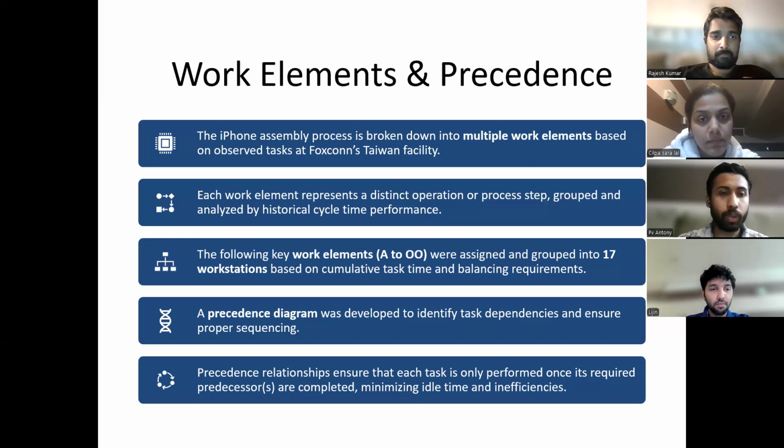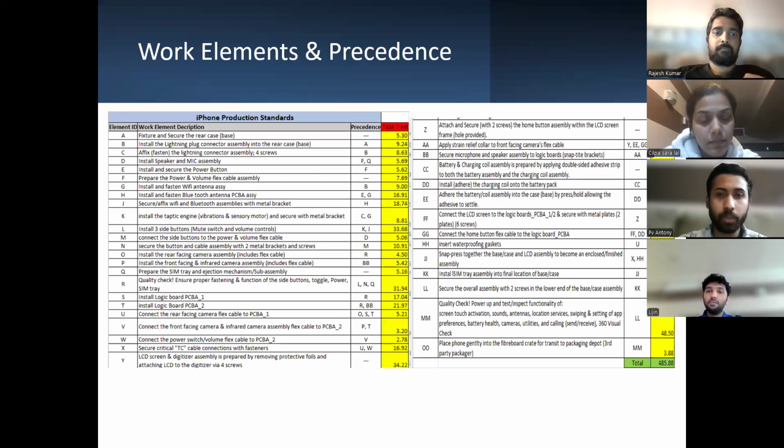Coming to the next slide, we have the work elements and the precedences. This is the tabulated representation of the iPhone production standard, and it includes the elements, the work element description, the precedence, and the task time. We have elements from A to double O, with their precedence and task time. Based on the work element descriptions, we have calculated the task time.